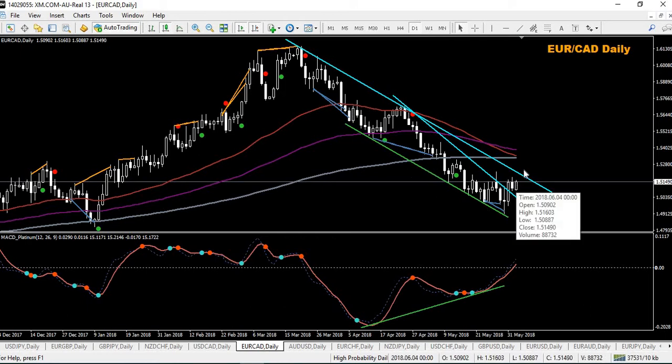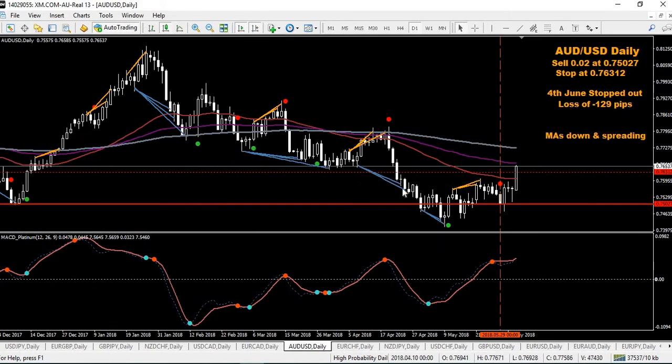That's just big divergence there, so it'll go up somewhere, but where it goes, no one knows. That's our Aussie.